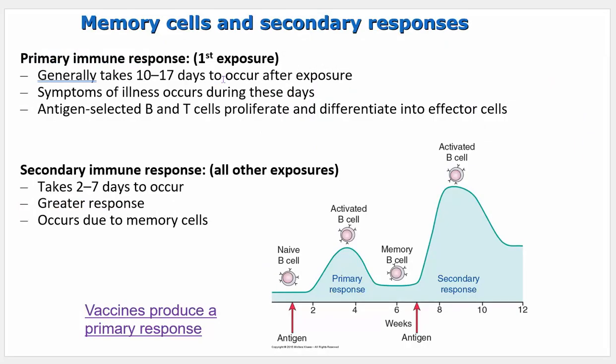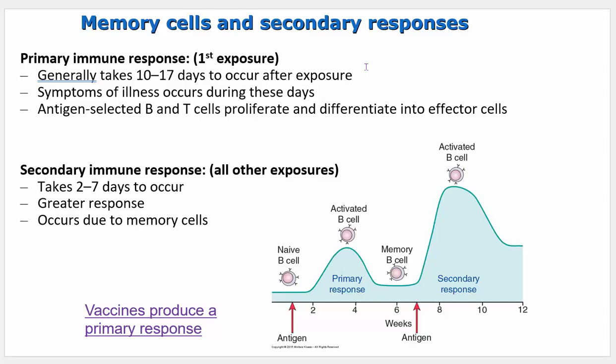All right, so that's what this is kind of saying, just very quickly. The primary immune response, that first exposure, generally takes about 10 to 17 days to occur. So that's like if you get exposed to a virus or something like that, it's about 2 weeks until your body can fight it off. So symptoms of illness occur during those days. Antigen-selected B and T cells proliferate, differentiate, all the stuff we just went through.